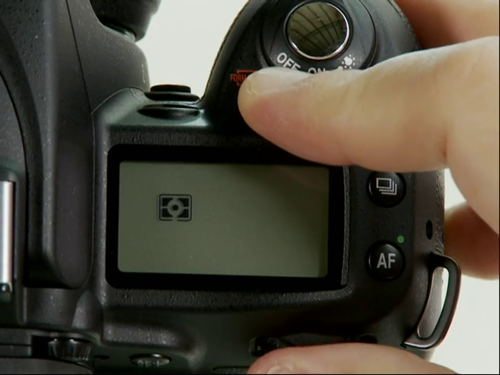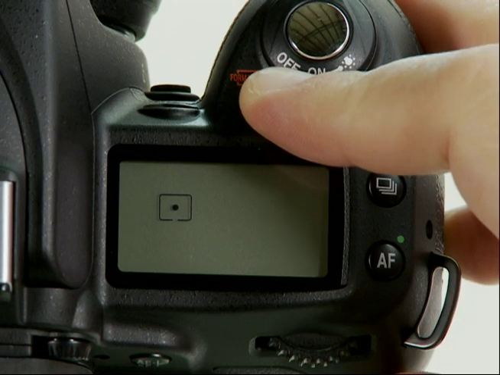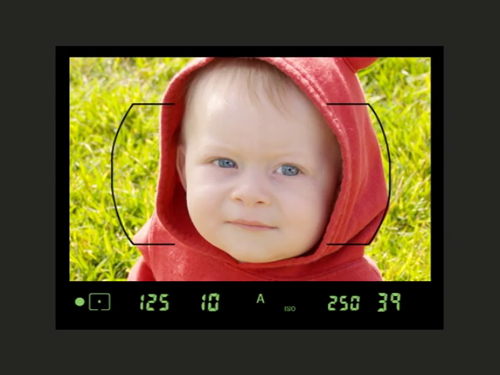Spot metering is used to measure light in a specific part of the subject or scene. The metering is weighted at the selected focus point, covering about 2% of the frame. This helps ensure that the subject will be correctly exposed even when the background is much brighter or darker than the subject.